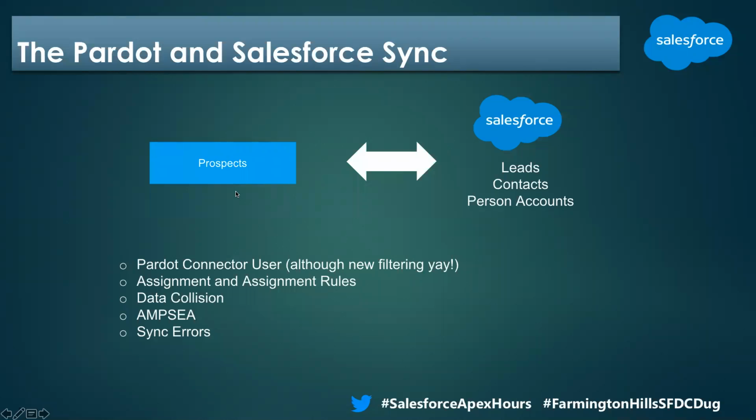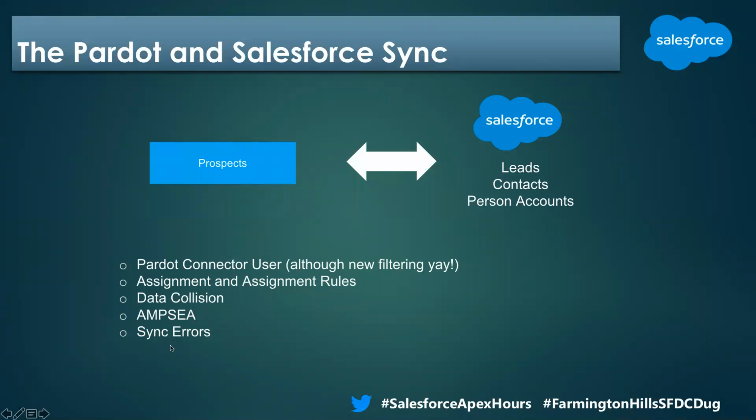It could be an existing customer, it could be a prospective customer, it could even be someone at your business. So this can be a bit confusing when you're just getting used to it, but just remember, a prospect is any record in Pardot, and prospects can sync to leads, contacts, and person accounts in Salesforce. So it really is any individual record.